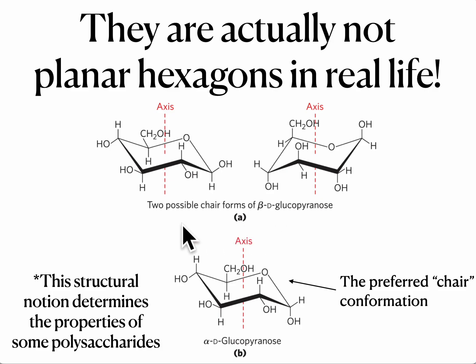So just to complicate things further, they are actually not planar hexagons in real life. They're not literally like a hexagon. They also have a complex 3D structure, and we call this conformation the chair conformation. The other one will be boat conformation. The reason for this is that the groups might have steric hindrance, and to minimize that, they adopt this conformation so that they are as far away from each other as possible. This structural notion determines the properties of some polysaccharides, which we're going to look at in future sessions. Just keep that in mind.